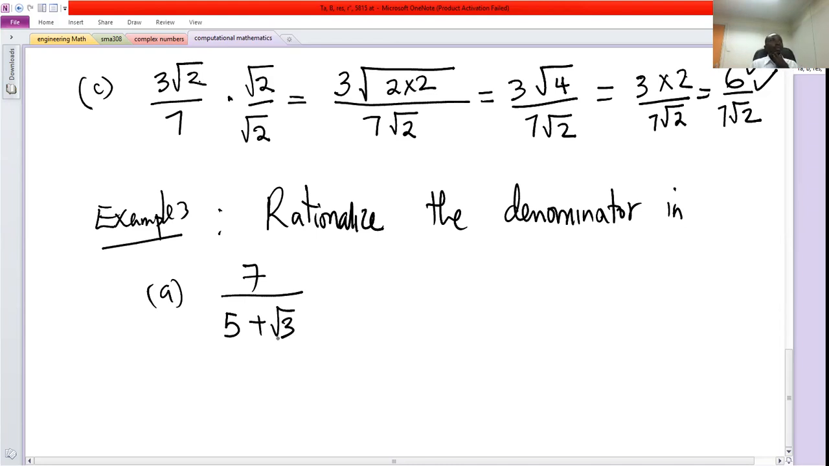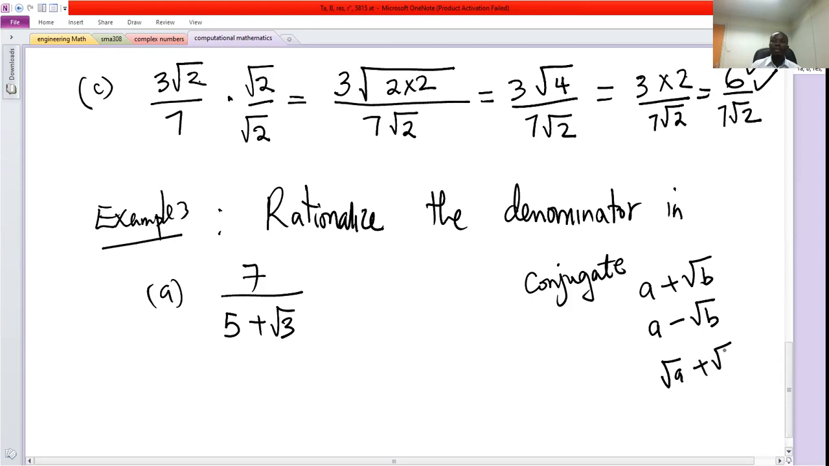Now, when we have a surd, we have a sum of two numbers, maybe one which is a surd, another one is not a surd, or all of them are surds. To rationalize, you have to remember what we call the conjugate. So conjugate of A plus root B is simply you write A, and then this sign changes to minus, and vice versa. If you are given root A plus root B, then the conjugate becomes root A minus root B. So it simply means that the sign in between changes from minus to plus and vice versa.